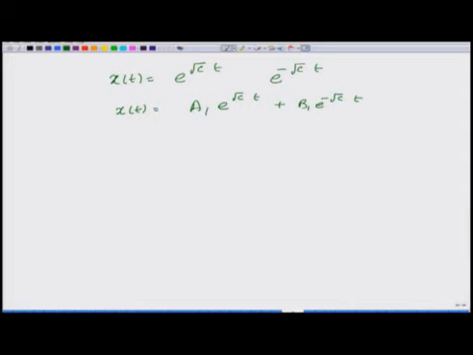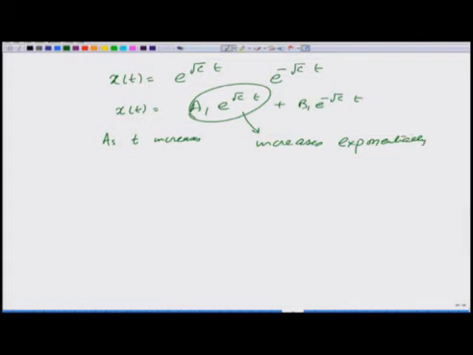And you can see as t increases, the first term increases exponentially, and therefore, the particle is just going to run away. X is going to be keeping on increasing further and further.